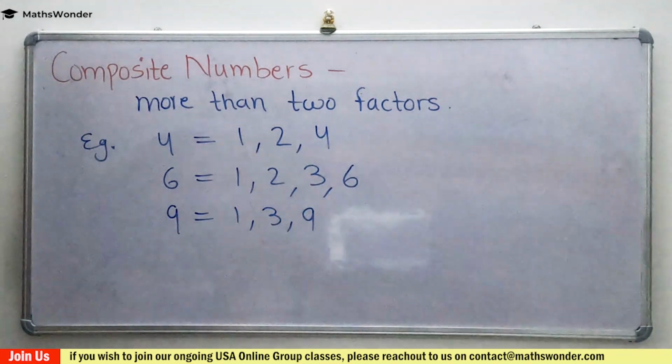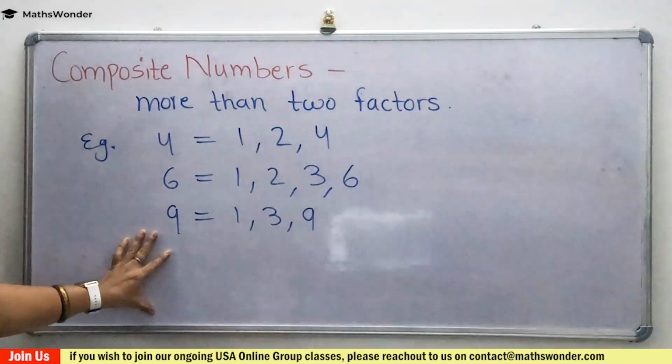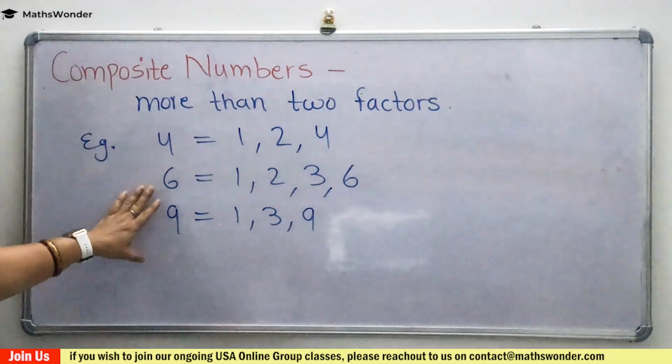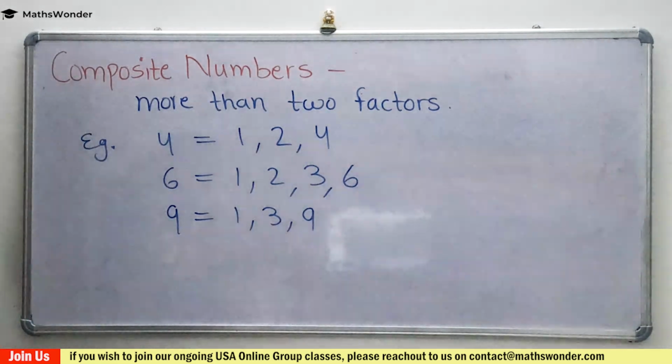So all even numbers other than 2 are composite numbers. See, you can see it here: 4, 6. Understood? All even numbers other than 2 are composite numbers.